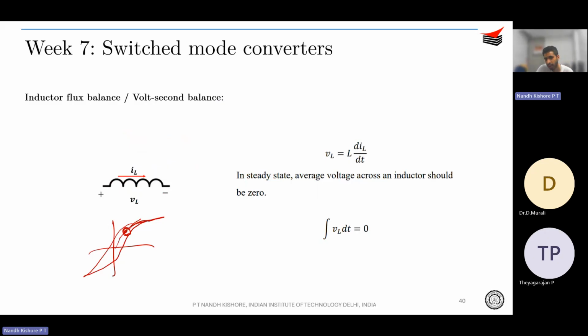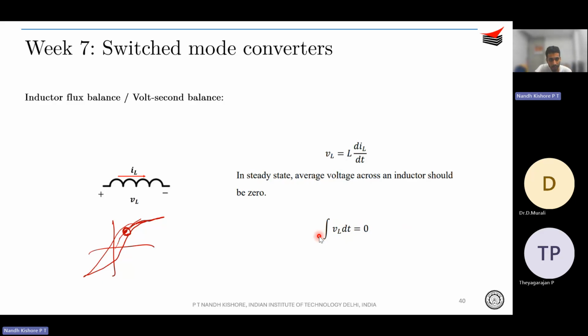You don't want to go near the saturation point. What you would want is the net flux in a cycle should be 0. Therefore, it should not gain flux or lose flux. The net flux will be 0 within one cycle. That is why we say the average voltage should be 0, or integral V dt should be 0.